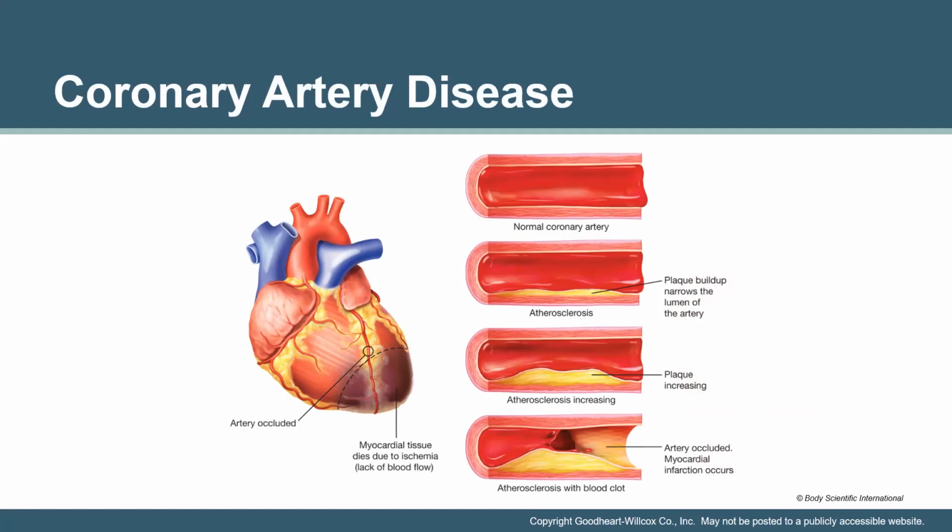If it's narrowed, it may be due to the buildup of plaque. Plaque develops within the arteries and then can occlude the flow. Now, the plaque often starts with an injury to the tunica intima, the innermost lining of the artery. This injury can be caused by high blood pressure, high blood sugar.